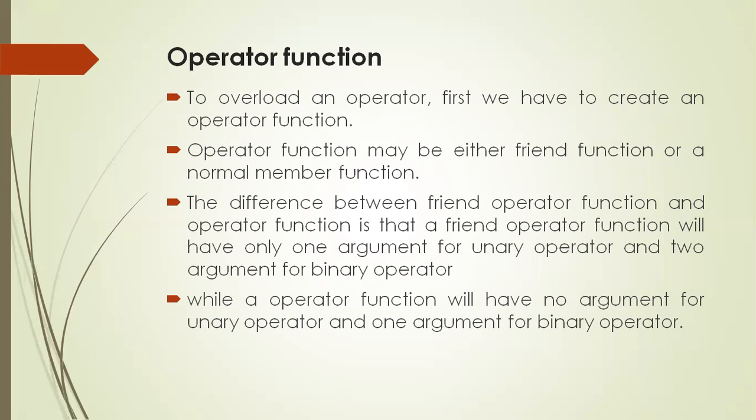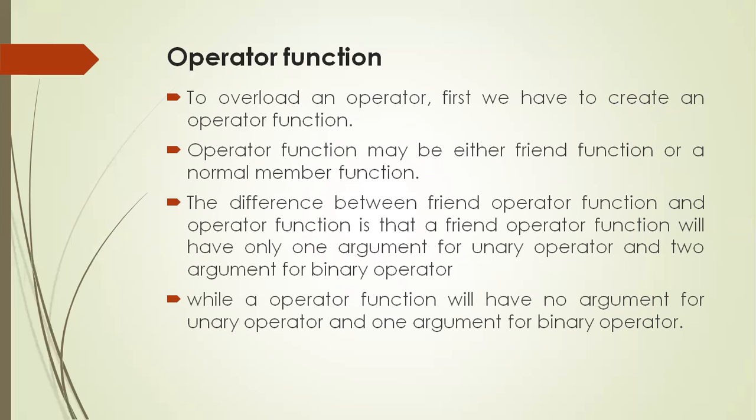For example, you are overloading a binary operator like plus. In that case, if you are writing the operator function as a member function, then since plus is a binary operator, for that operator function one argument is enough. But if you are writing it as a friend operator function, then to overload a binary operator, two operands are required. That means for any binary operator, if you are writing the operator function as a member function, one argument is enough, and if you are writing it as a friend function, then two arguments are necessary.